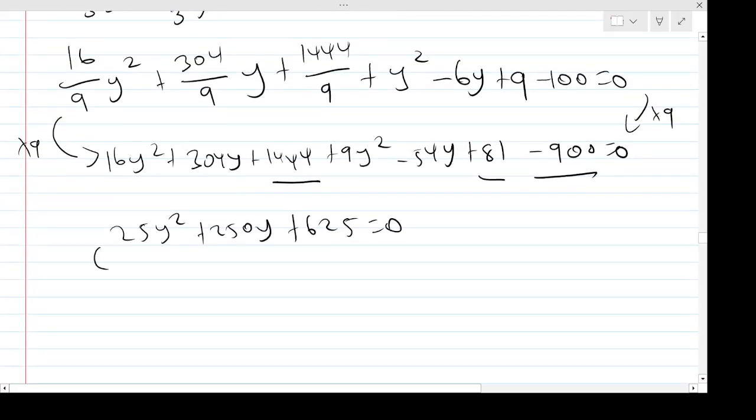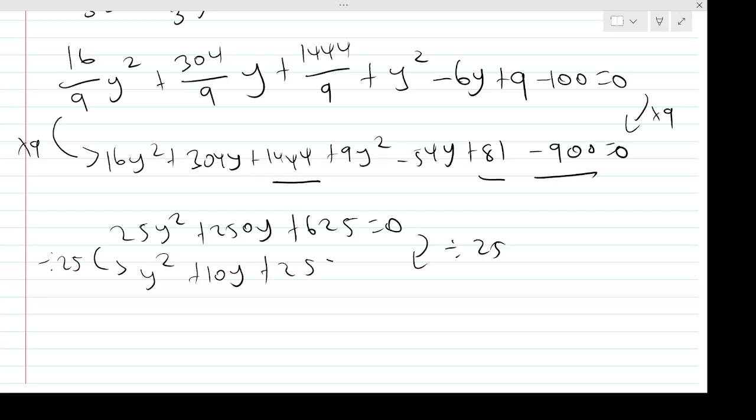Actually, we can even simplify that because it turns out 25 goes into all the terms. 25y squared over 25 is just y squared. Then 250 divided by 25 is plus 10, so 10y. Then 625 divided by 25 is 25, so add 25 equals 0. There we are. Very, very nice quadratic here. So we can't do anything more with it.